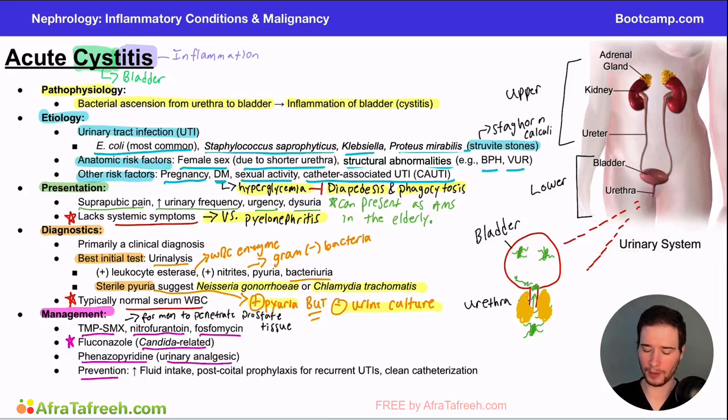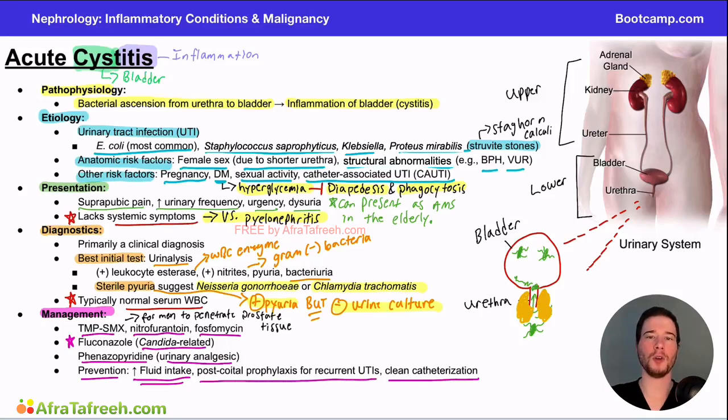We talked about how increasing fluid intake is going to decrease the risk of UTI. Why? Because we're continuously flushing the bacteria from the urinary tract system if we're continuously going to the bathroom. We also know it's important to be mindful of different ways that we can limit introducing bacteria to the body, so clean catheterization. And then for patients who have recurrent urinary tract infections, you can consider postcoital prophylaxis.